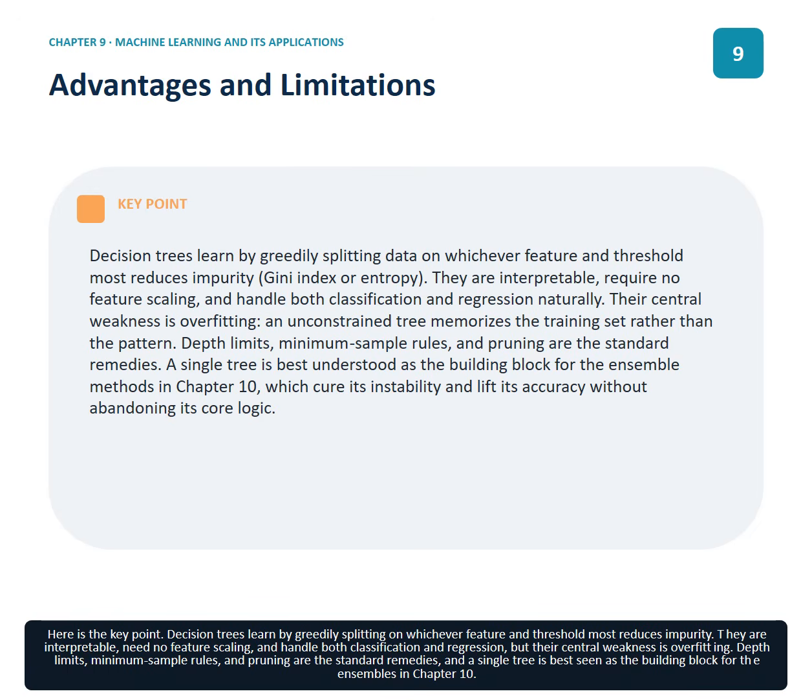Here is the key point. Decision trees learn by greedily splitting on whichever feature and threshold most reduces impurity. They are interpretable, need no feature scaling, and handle both classification and regression. But their central weakness is overfitting. Depth limits, minimum sample rules, and pruning are the standard remedies, and a single tree is best seen as the building block for the ensembles in Chapter 10.